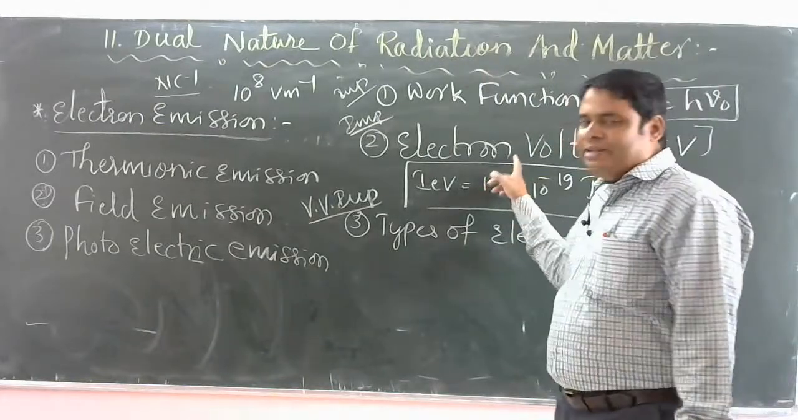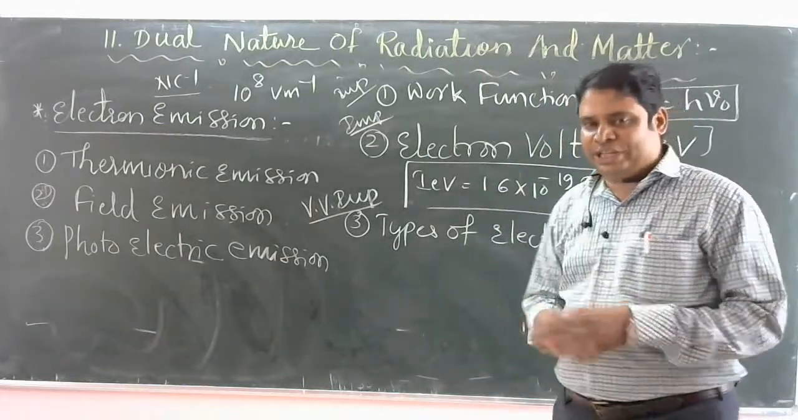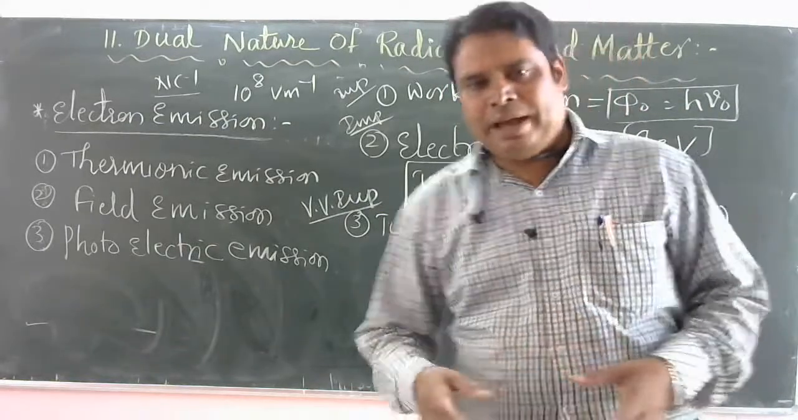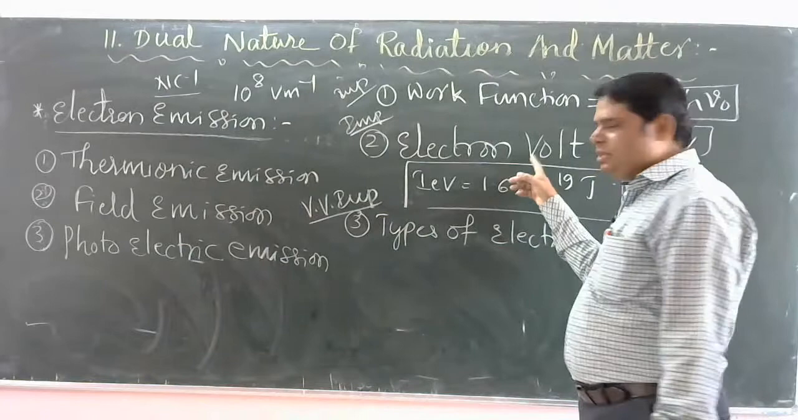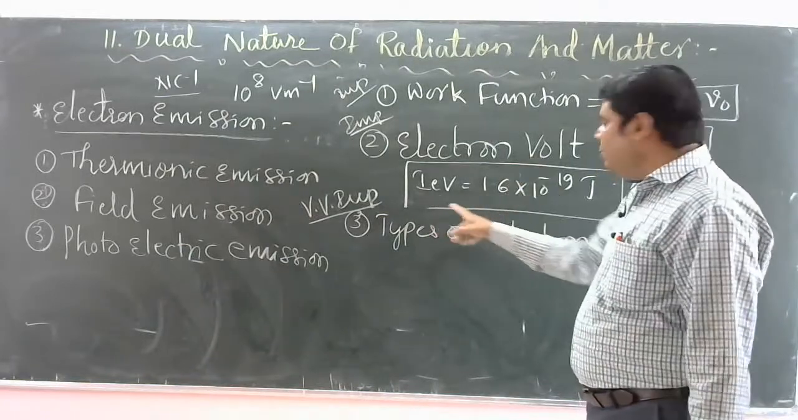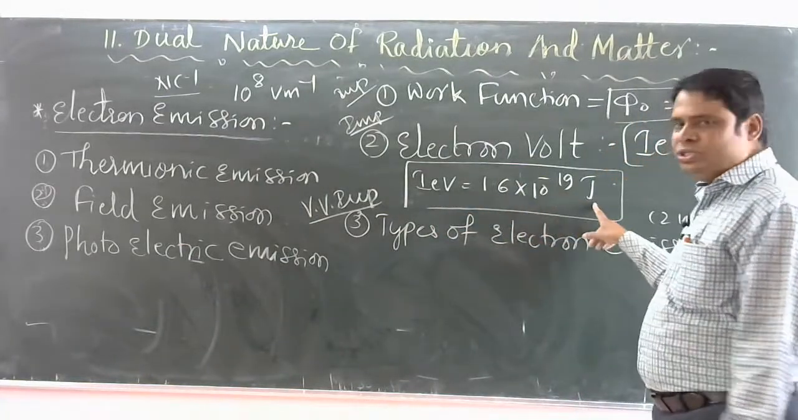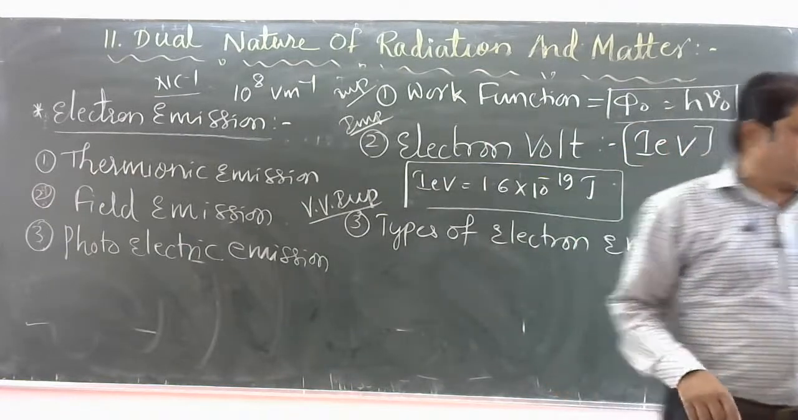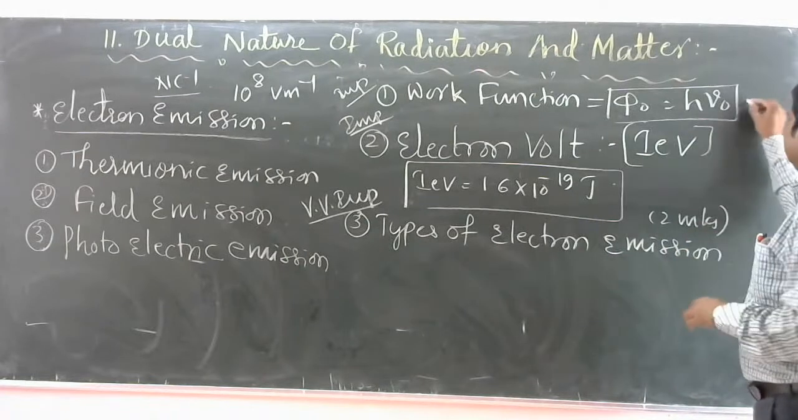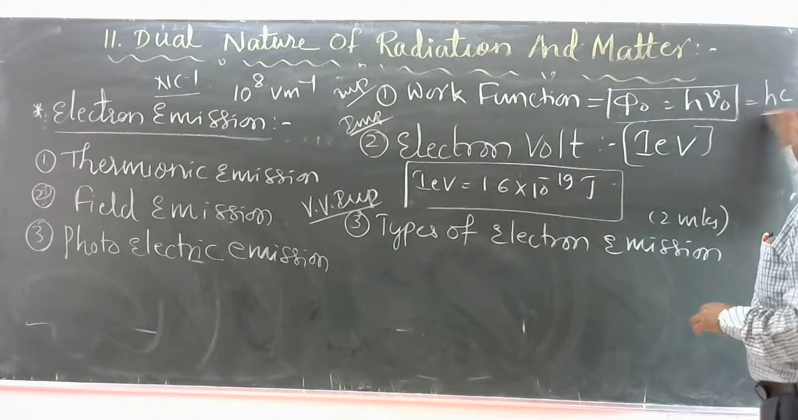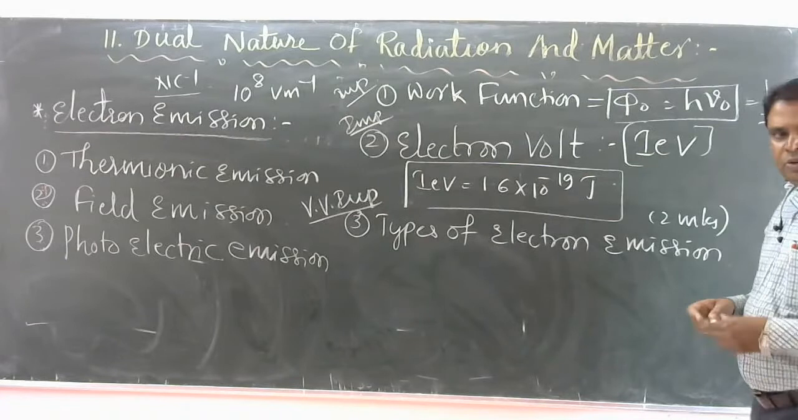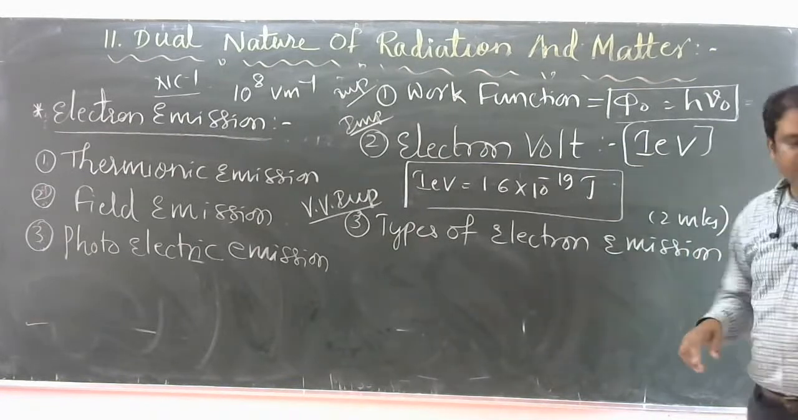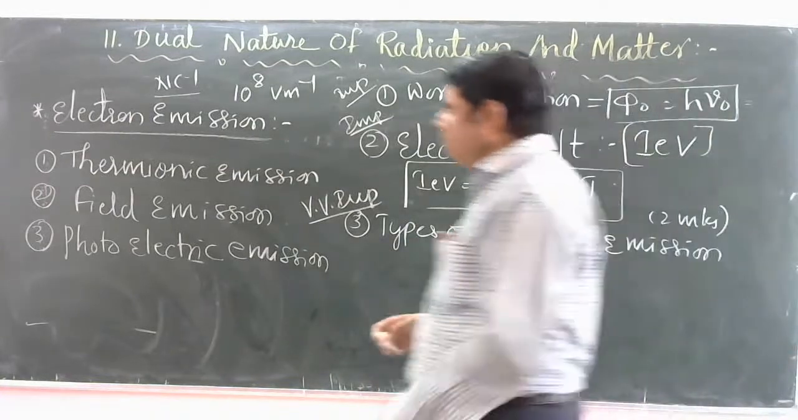Electron volt is defined as the energy gained by an electron when it is accelerated by applying a potential difference of 1 volt. And 1 electron volt is equal to 1.6 into 10 raised to minus 19 joules. Phi naught is equal to h nu naught, or I can extend this equation as hc by lambda naught also.